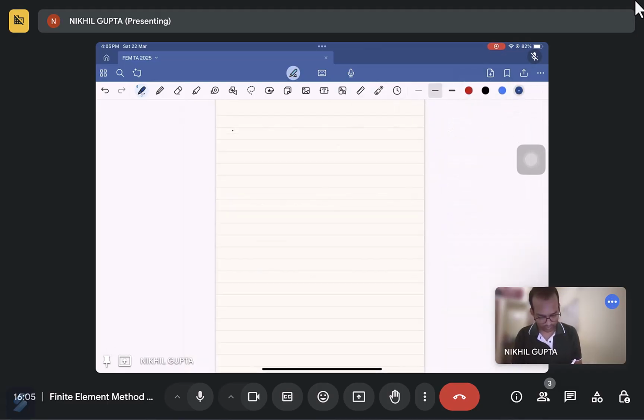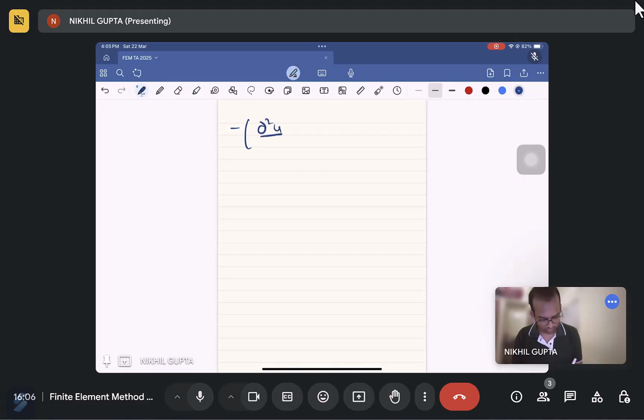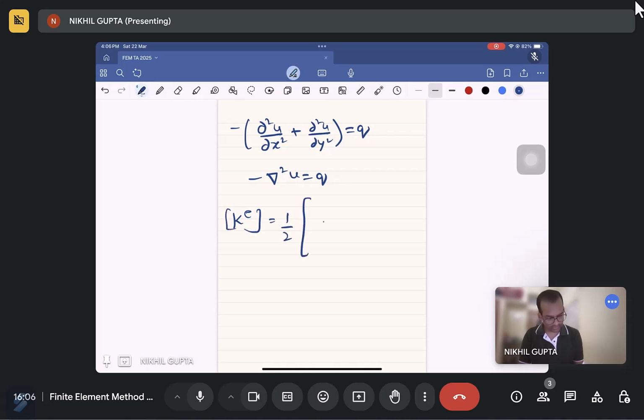So Poisson's equation is minus of (del²u by del x² plus del²u by del y²) is equal to q. Simplified, we can write it like this also. So k of the element which is given is half of [alpha plus beta, minus alpha, minus beta; minus alpha, alpha, 0; minus beta, 0, beta].